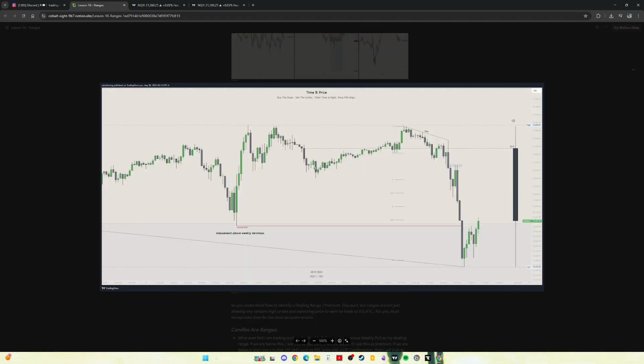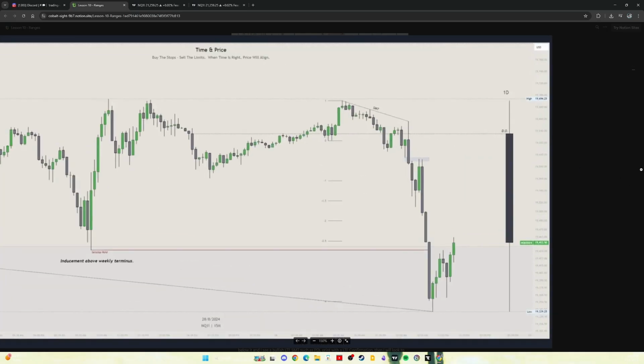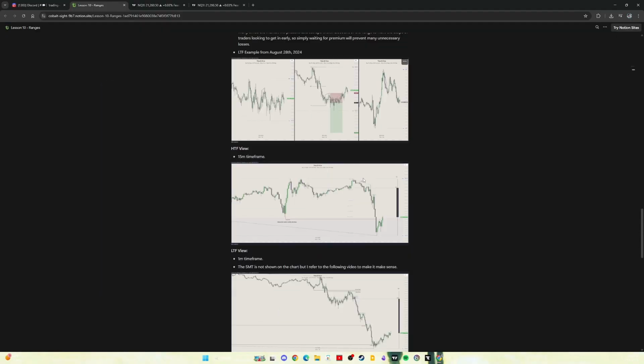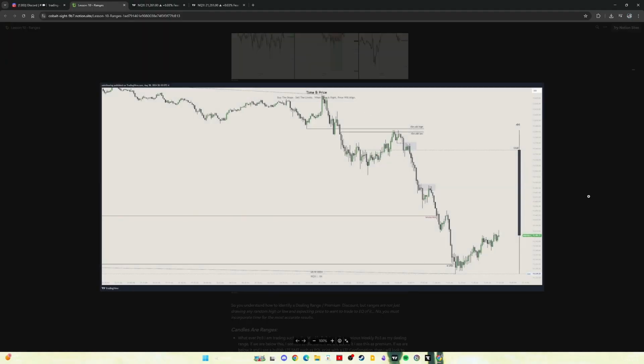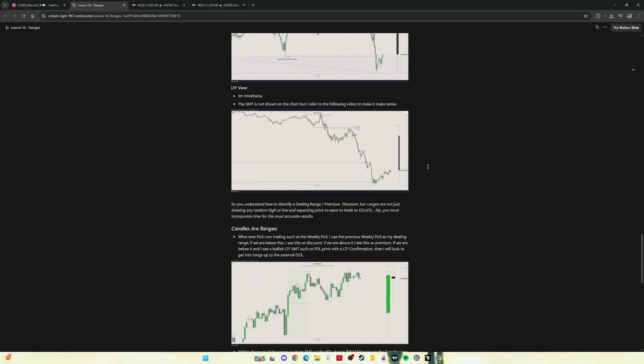So 15-minute AMD: accumulation, manipulation, SMT, distribution. Highest probability setup is going to be playing continuation of that distribution. And that is what we have drawn here. High, low, equilibrium, and then price plays continuation of that. So that is the lower time frame reference. So now you guys understand how to identify dealing ranges and how to draw out premium and discount. Basic stuff, but it's important to cover.